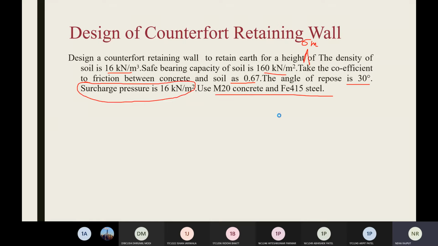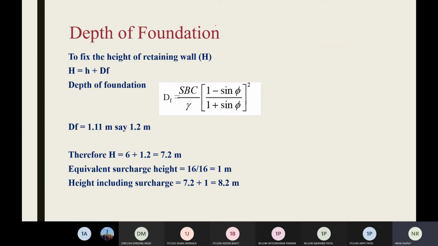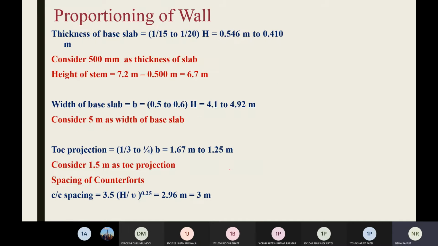So the very first thing that you need to do is to find depth of foundation, depth of footing, that you can find by this equation. As surcharge pressure is given, so equivalent height of surcharge also you can find, and that including height of surcharge is 8.2 meter. Now this 8.2 meter value you need to use only in the proportioning of wall, not any other place in the design of counterfort retaining wall or cantilever retaining wall.